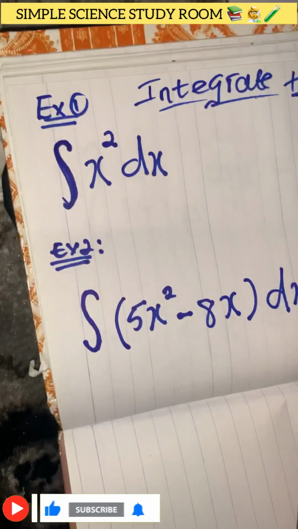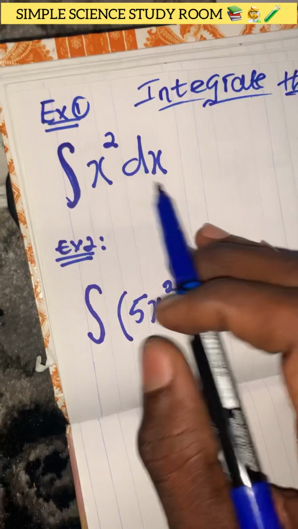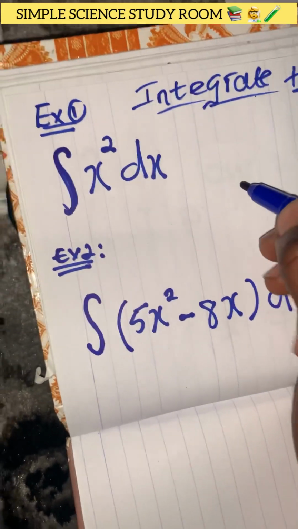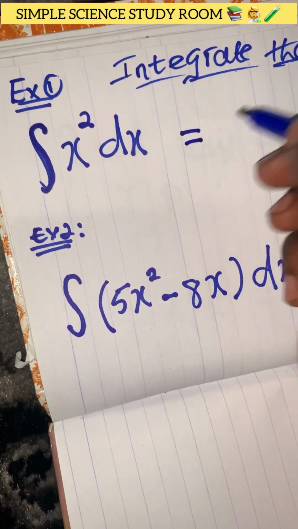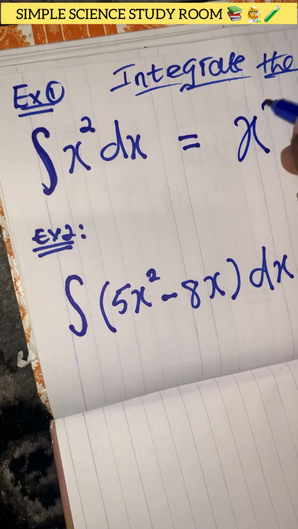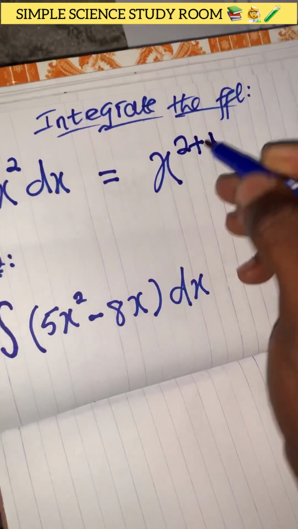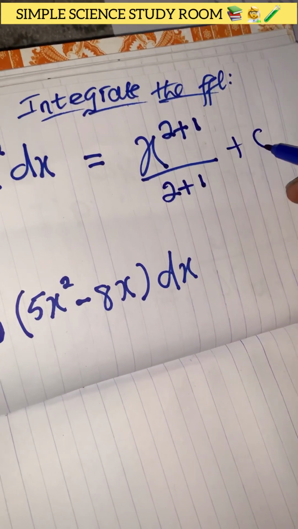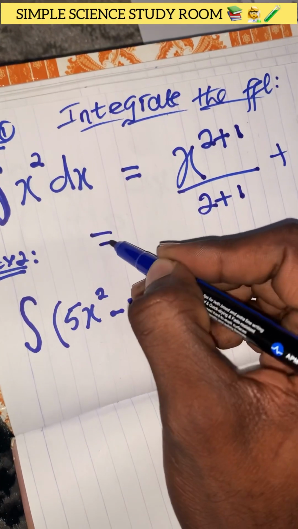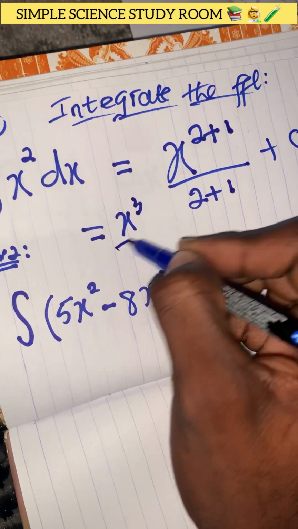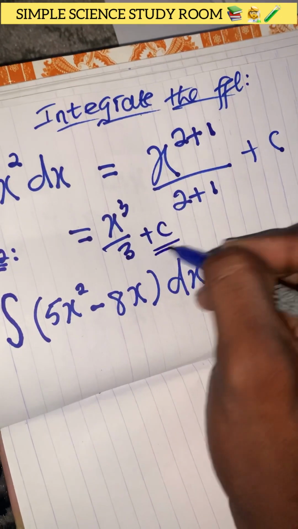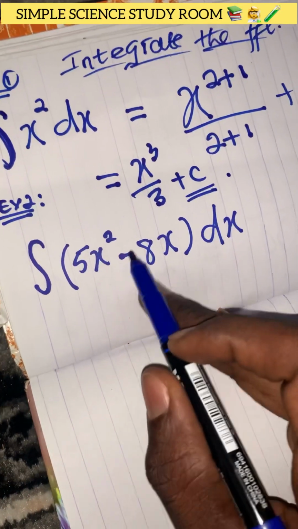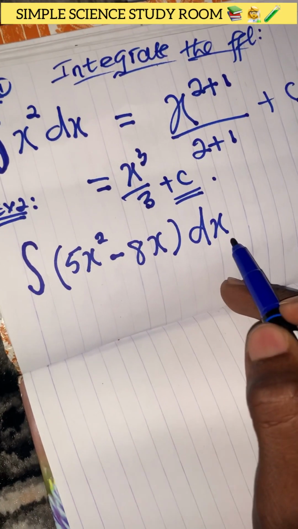Now let's move on and solve some problems under this power rule of integration. So here we are. Question number 1 says integrate this: integral of x squared dx. We only compare with the formula. This would be x power 2 plus 1 divided by the same power, 2 plus 1, then plus some constant c, which would equal x power 3 divided by 3 plus c. Very simple.